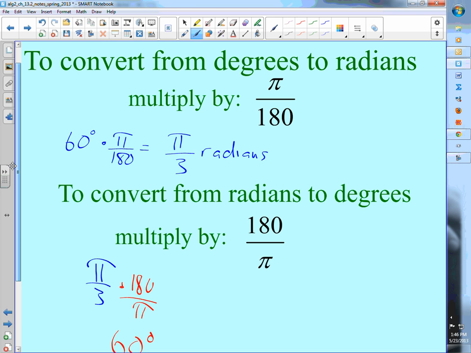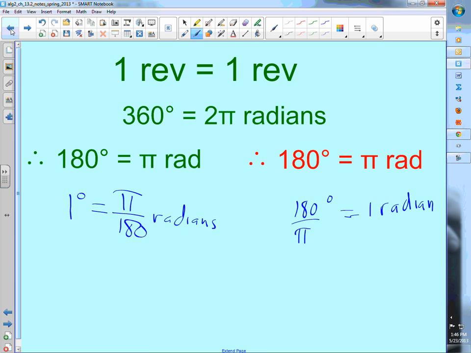But the conversions, you have to know that. You have to memorize them. Okay, you can derive them if you ever get stuck. You can always start with what's equal. 360 degrees is equal to 2 pi radians. Divide by 2, and then divide by 180. Or just divide by 360 if you want right from the get-go.